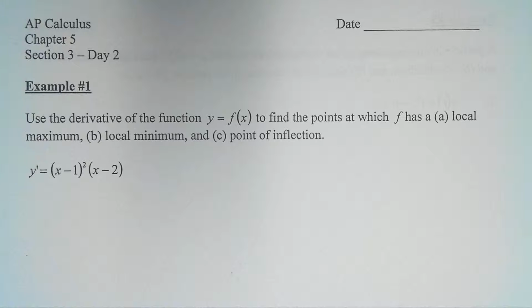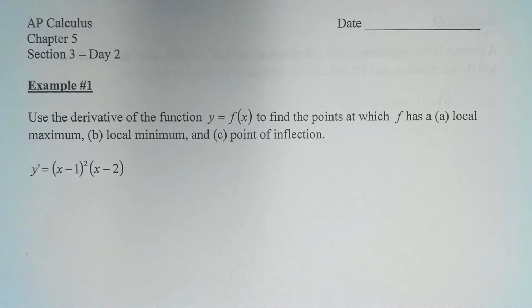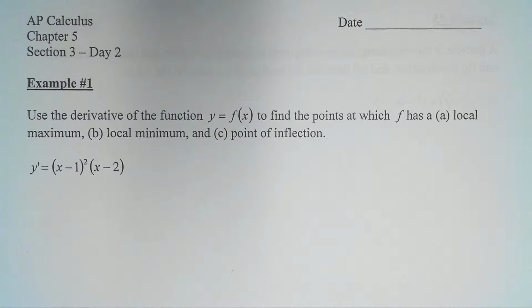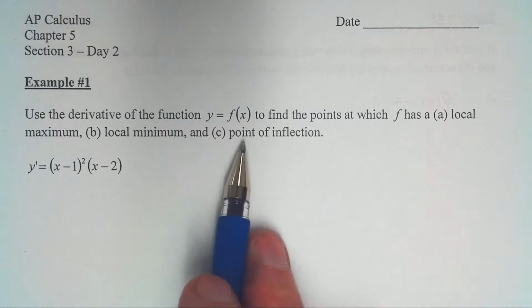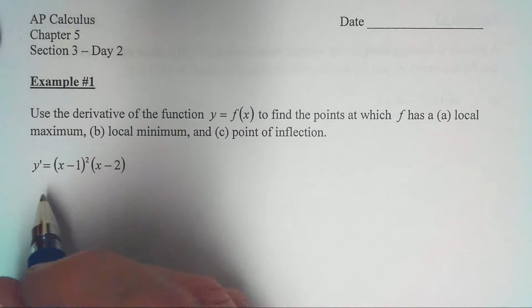Okay, we are to use the derivative of the function to find points at which f has a local maximum, local minimum, and a point of inflection. Which is kind of unusual because we would typically think of using the second derivative for that. Let's see what happens here. I've already got a derivative.